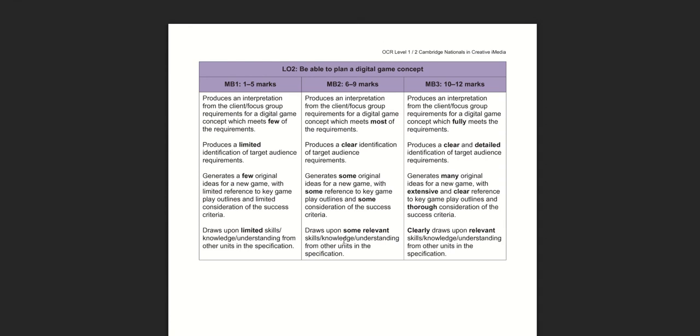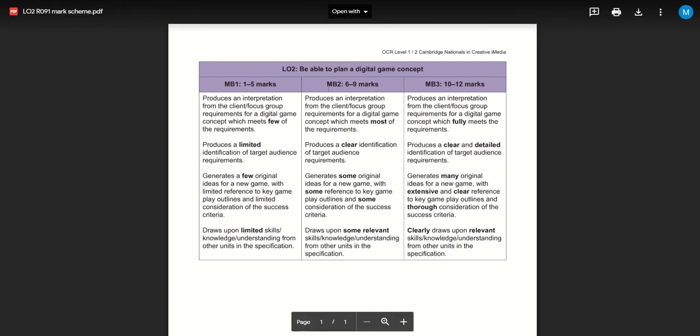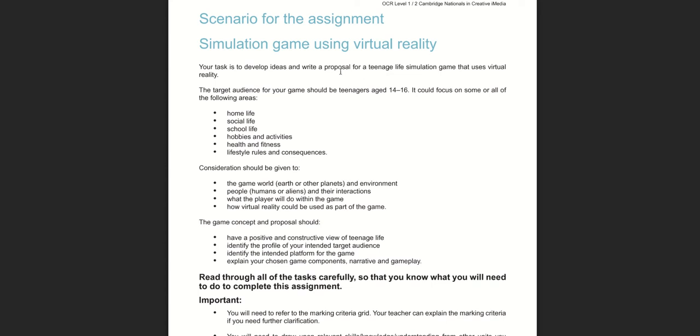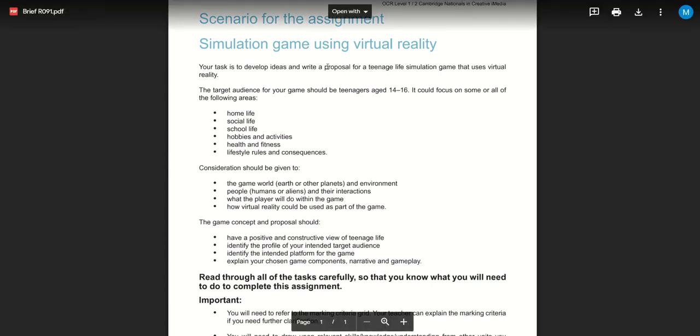Essentially, they are saying it produces an interpretation from the client's brief and picks out requirements for a digital game concept, which meets most of the requirements. Now, in terms of requirements in the brief, there are only a few things they are asking you to do. It says your task is to develop and write a proposal for a teenage life simulation game. So they want a proposal for a teenage life simulation game.